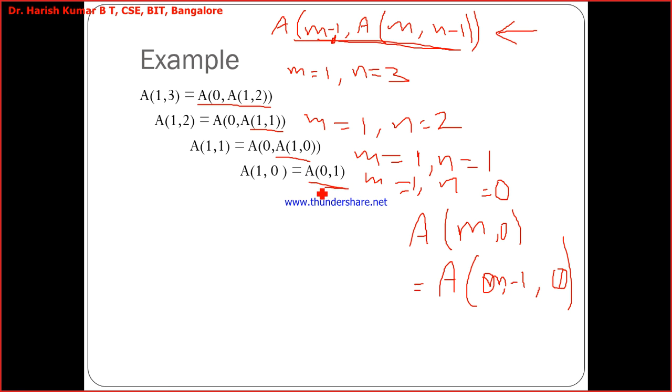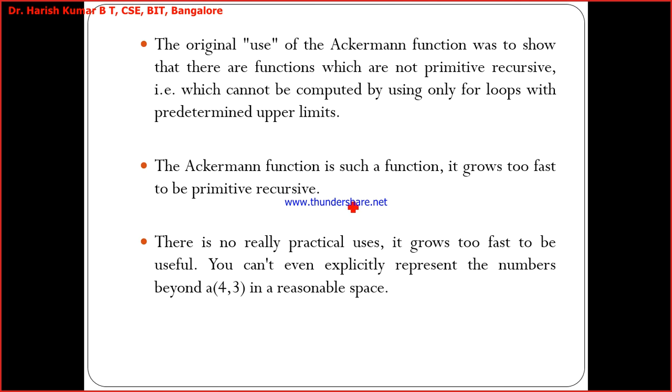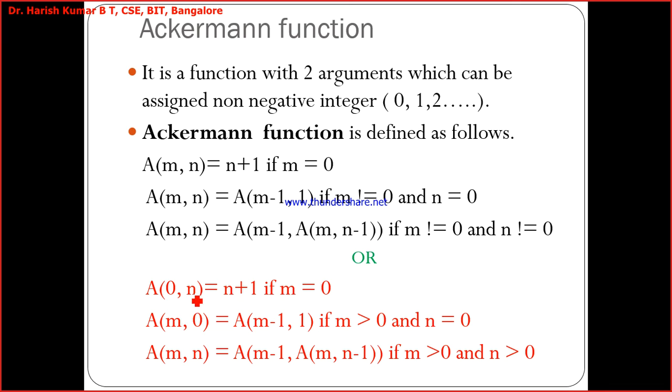Now I want to represent this A of 0 comma 1. What is A of 0 comma 1? To solve this, which equation do I have to apply: the first equation, the second equation, or the third equation? The first equation. Let me go back and show you: A of 0 comma n is equal to n plus 1. You take the second argument and add 1 to it.